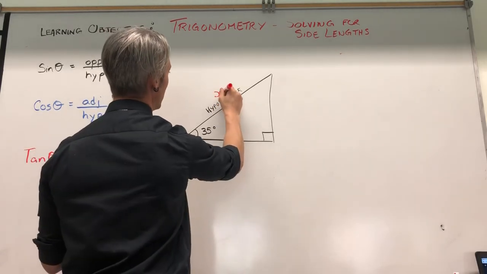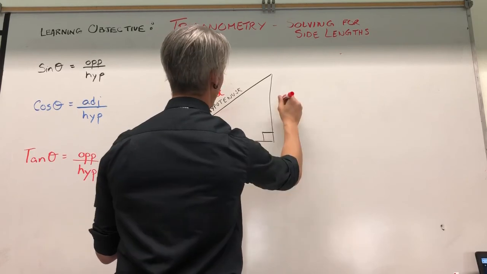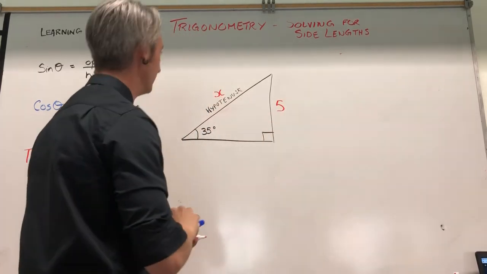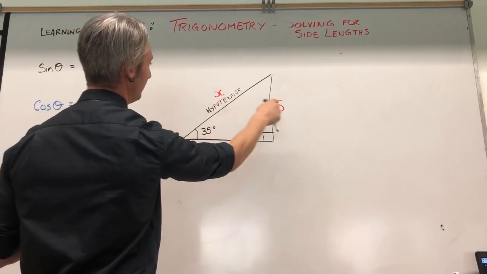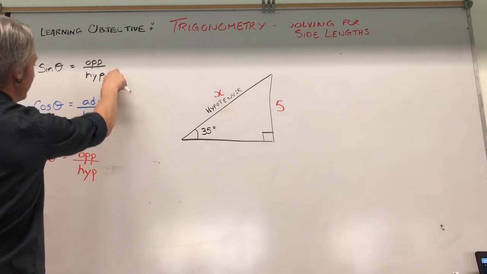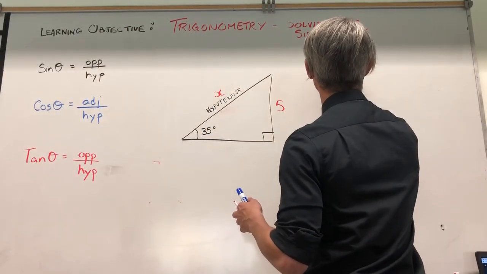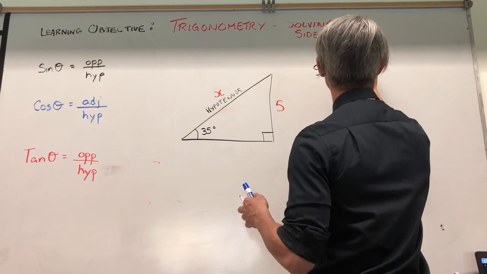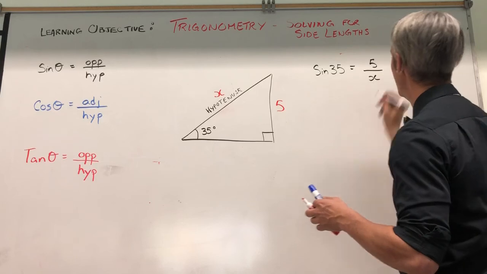So say I did not know my hypotenuse. That was actually my unknown that I wanted to solve for. But I knew that this was 5, okay? So I would look and I'd be like, okay, I want an equation that's got hypotenuse and an opposite side in it to my angle, because this is opposite. So again, I'd go, okay, it's sine. So I would write sine 35 is equal to my opposite 5 divided by x.